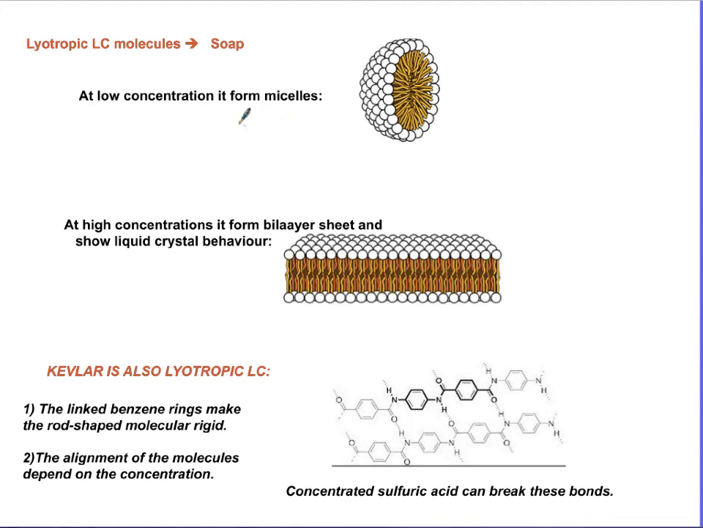At low concentrations it forms micelles, and what happens is that the hydrophilic heads are facing water, and the tail is inside, and you have your oil molecule or dirt molecule being trapped in it. Now, if you increase the concentration of the soap in the given volume of water, then you will form a bilayer, and the hydrophilics are on the outer ends, hydrophobics are facing each other, and now you have a molecule that looks like a rod shape, and it will give you liquid crystal behavior.